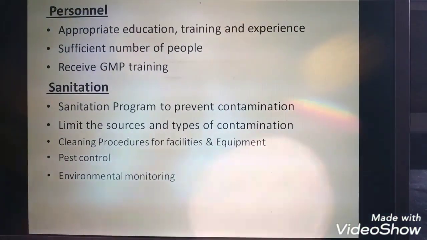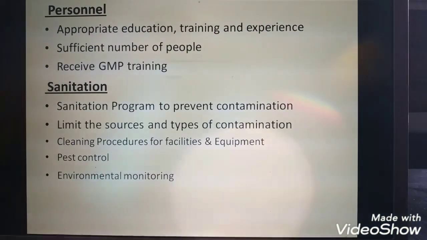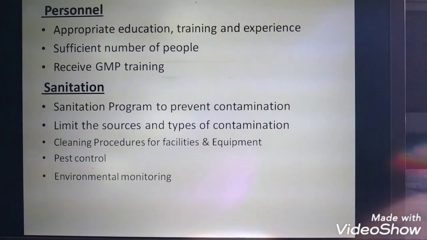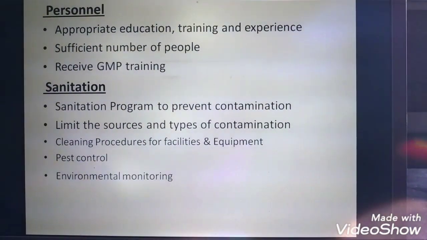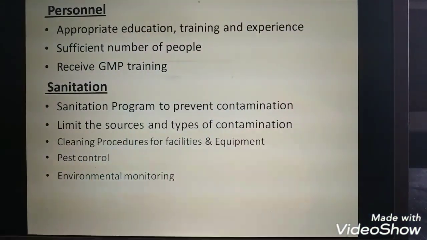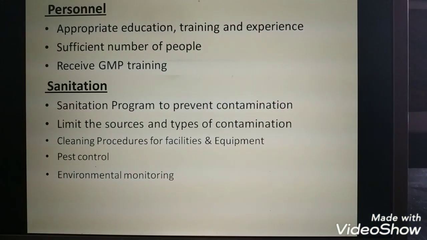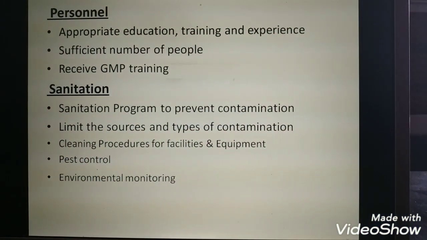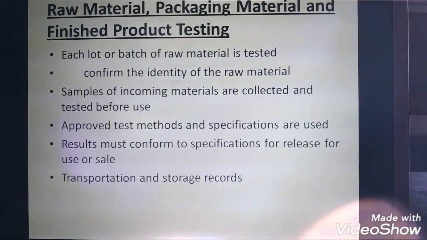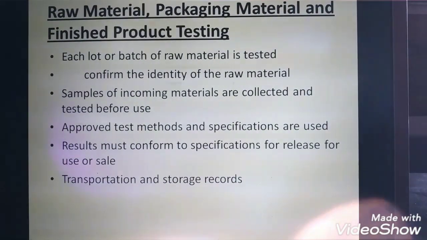Personnel: appropriate education, training and experience, sufficient number of people, receive GMP training. फिर है sanitation program to prevent contamination, limit the sources and types of contamination, cleaning procedures for facilities and equipment, pest control, environment monitoring. Raw material, packaging material and finished product testing.